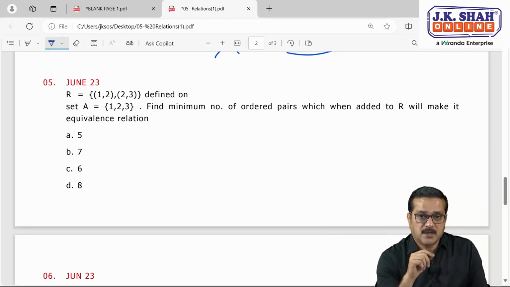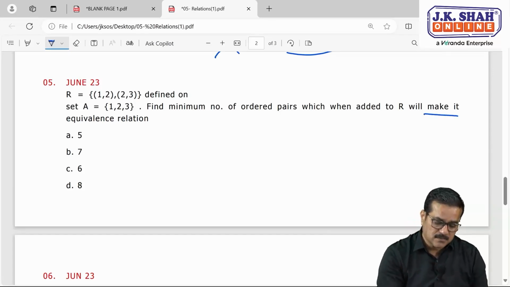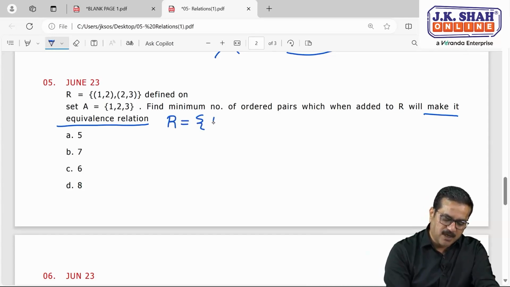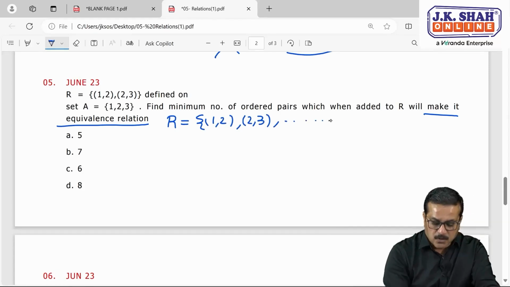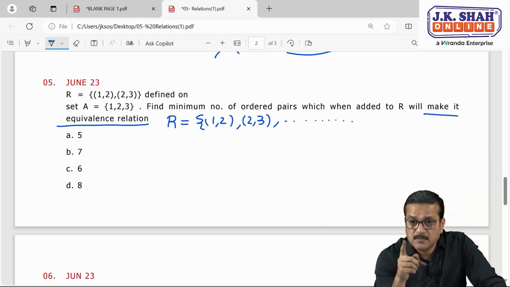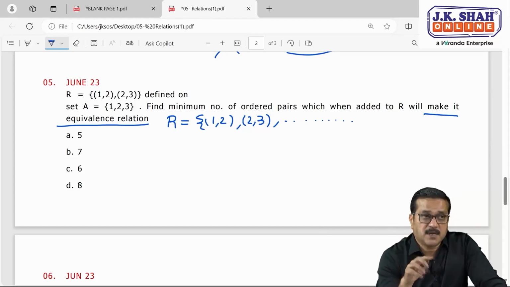Now coming back to June 23. I said only 2 ordered pairs are given, and they want me to check reflexive. Oh my God, see the question: make it equivalence. That means they have started R by putting 1,2 and 2,3. They are asking you to put in the other ordered pairs. Which more ordered pairs now need to be added to R to make it equivalence? That means your R should be reflexive, symmetric and transitive. Then it will attain the characteristic of being called an equivalence relation.